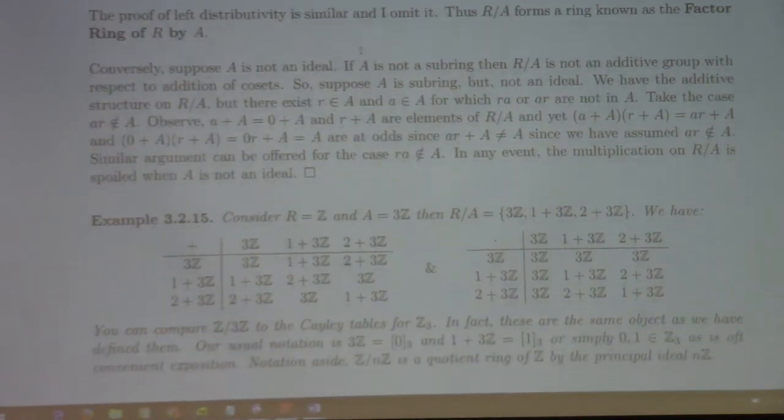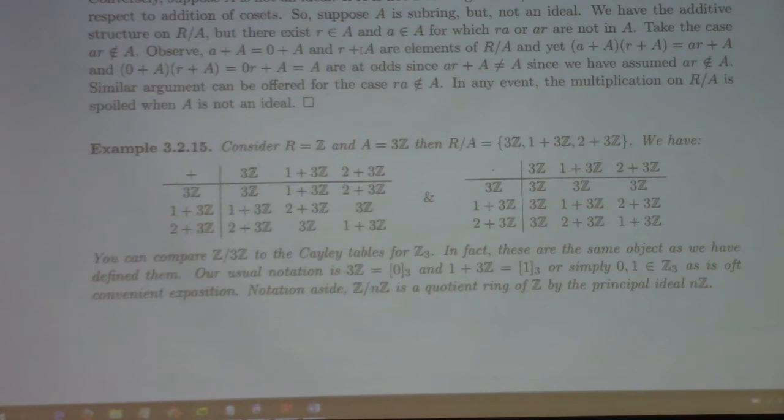Now, here's the real reason I wanted to have this out today. I wanted to show you examples. These examples take me forever to write out, but we can all appreciate them if I project them. So here they are. This one, of course, is Z and 3Z. There's your additive Cayley table, there's your multiplicative Cayley table, but that's a factor ring, right? Because 3Z is an ideal.